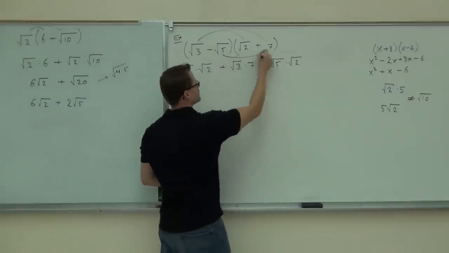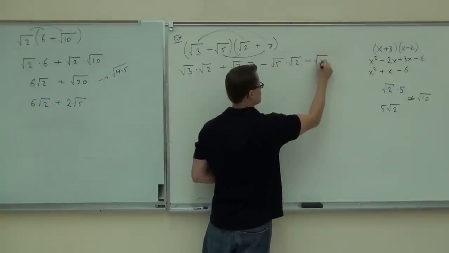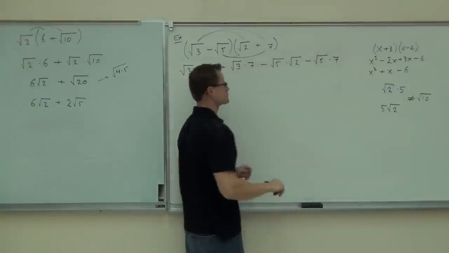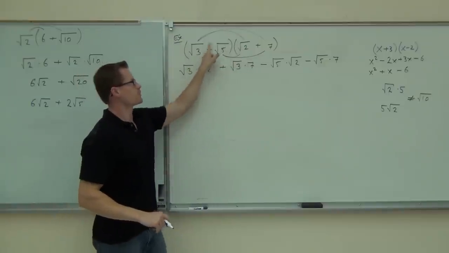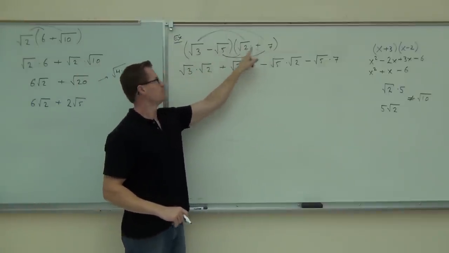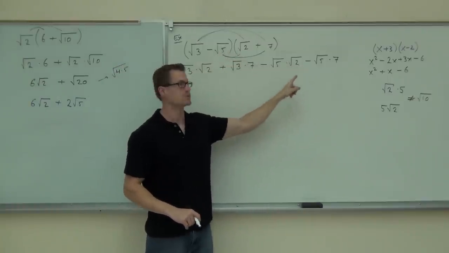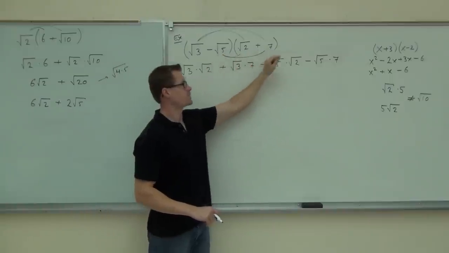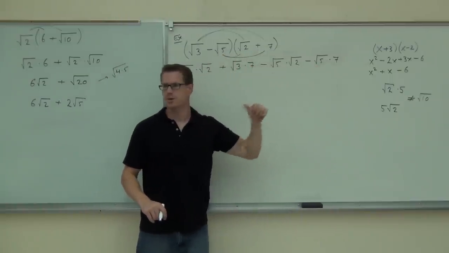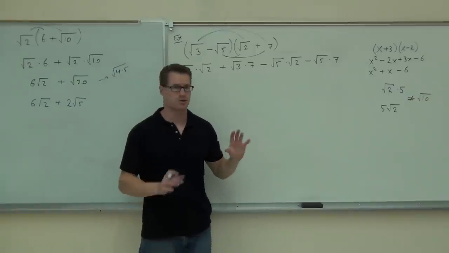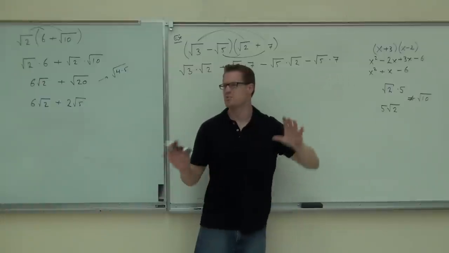And lastly, we've got a minus again, and what? Square root of 5 times 7. Perfect. Root 3, root 2, no problem. Plus root 3 times 7, no root. Minus root 5 times root 2, both roots. Don't lose roots either. Minus root 5 times positive 7, right there, no root. Are you okay on where this is coming from? So I'm not doing anything in my head, I'm just writing it out. That way I can look at this and do this as 4 really simple, easy problems.